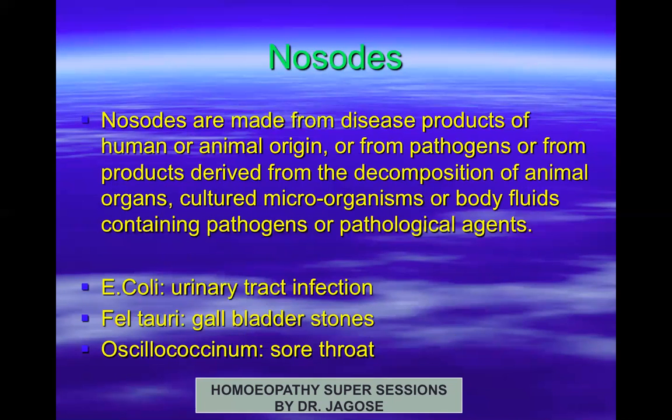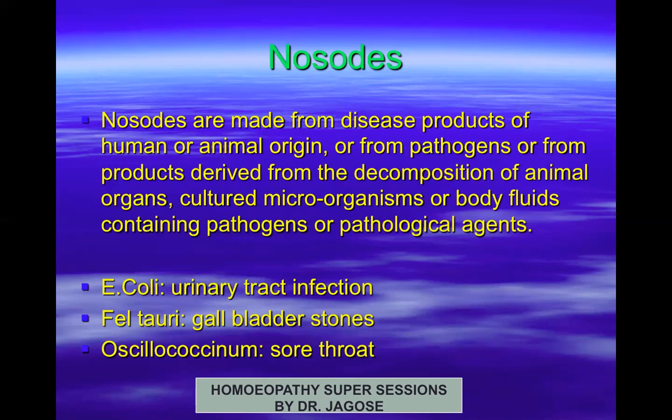They are made from disease products of human or animal origin, or from the pathogens, or from products derived from the decomposition of animal organs, cultured microorganisms, or body fluids containing pathogens or pathological agents. So, in short, nosodes are disease products. And these are useful in treating cases where you are not getting much peculiar symptoms. So, in case of urinary tract infection, where a culture has been done and sensitivity has been done.